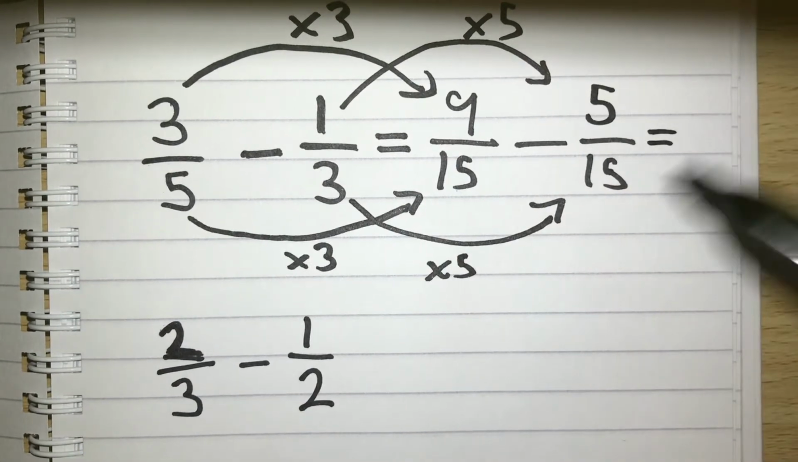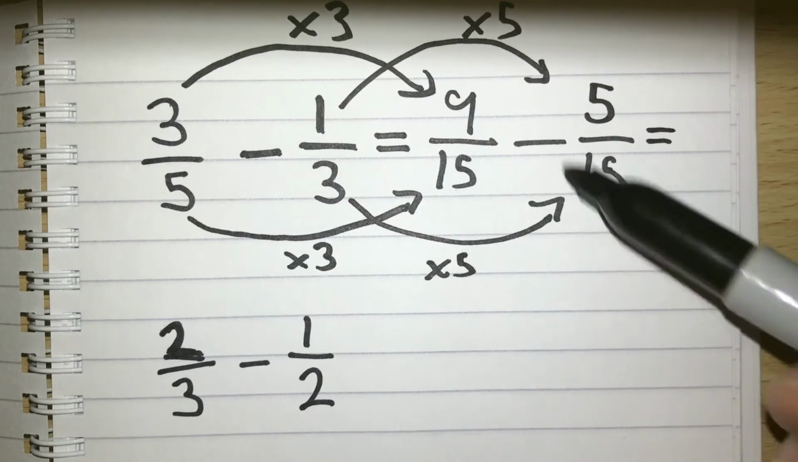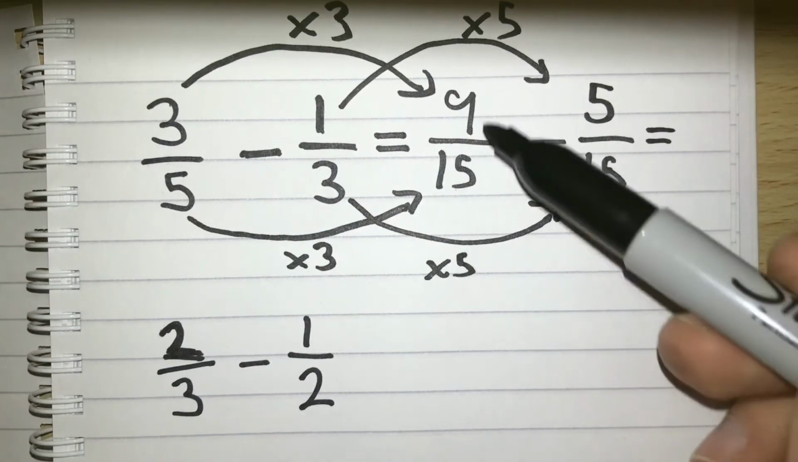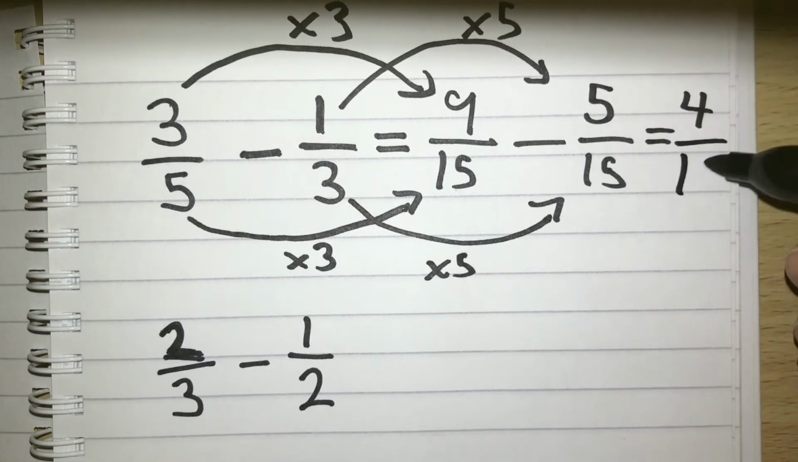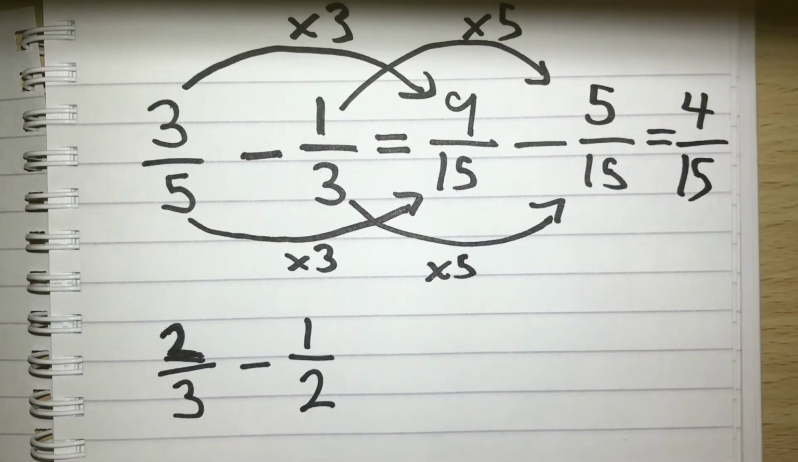And now we've got our denominators the same, so we can just subtract our numerators. 9 minus 5 gives us 4, and that's going to be over, of course, 15. The denominator doesn't change.